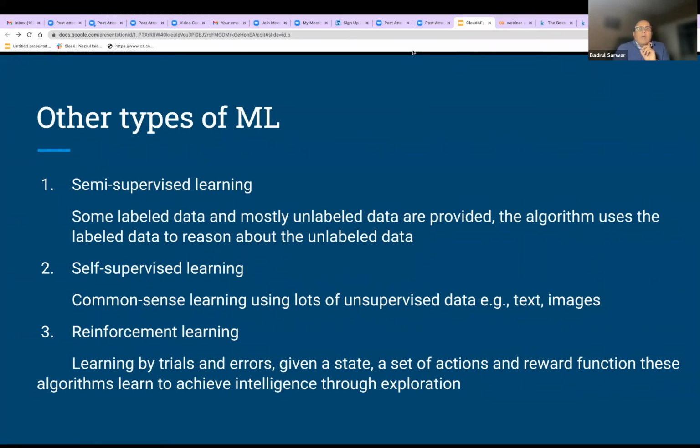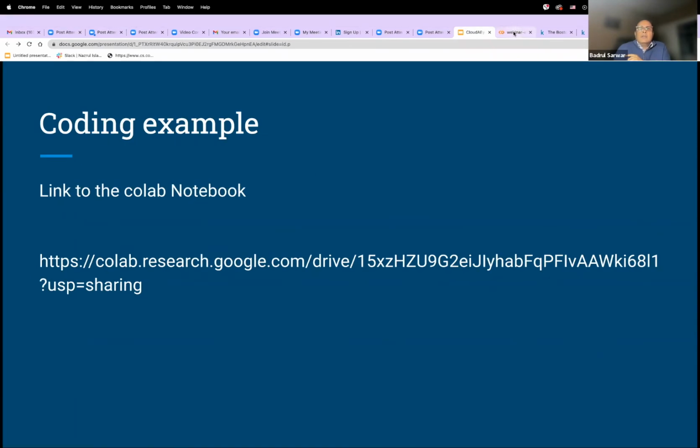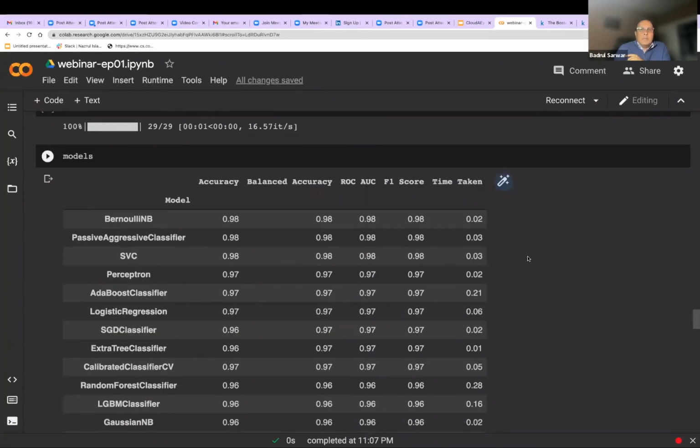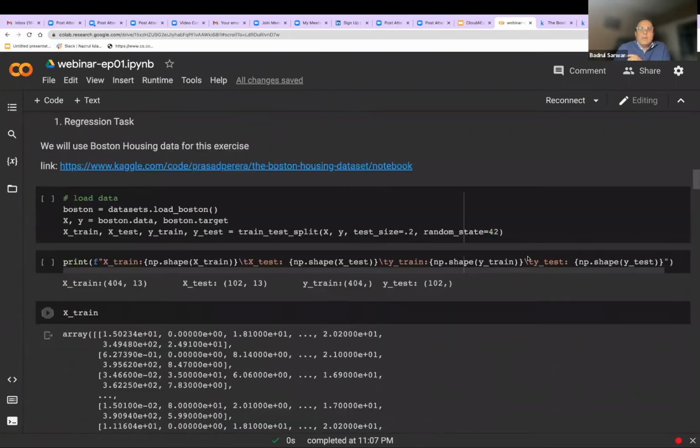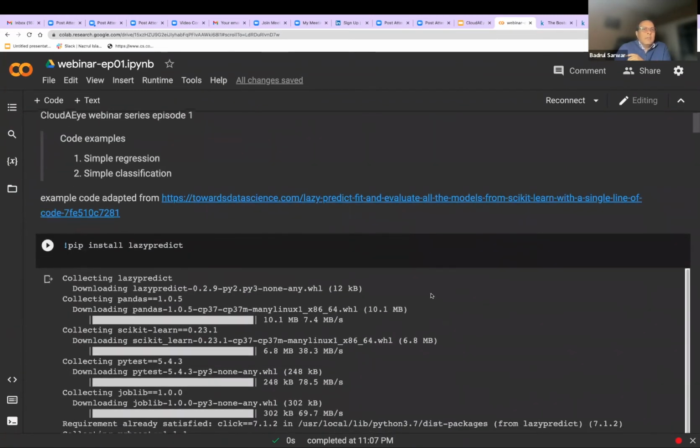Okay, now let's move on to the coding example. And again, I apologize for going through these things a little fast, because of the earlier incidents of me having some problem with Zoom. So let me show you some of the code, which I'll also share with you.